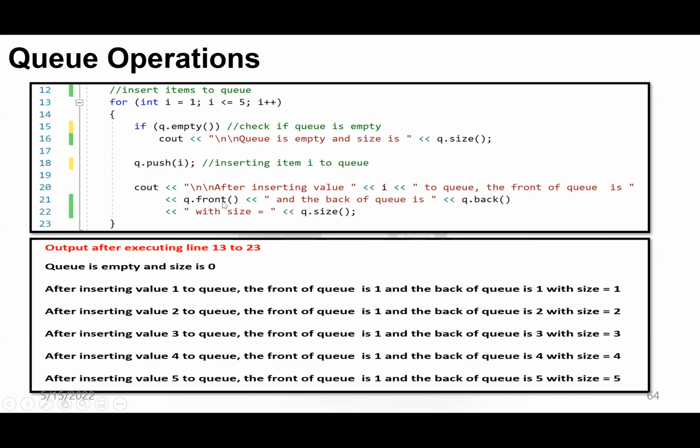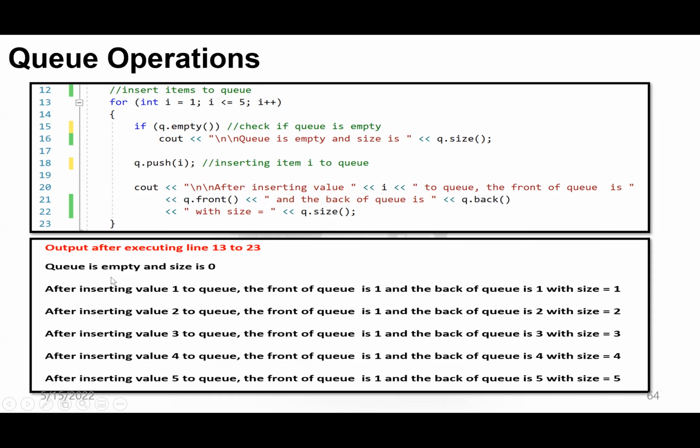If you call the front function, it returns the first node in your queue, the beginning of the queue. And if you call the back function, it returns the last node in your queue, the back of your queue. So here I will print out the value in the front and the back of the queue every time I insert a value into the queue, and also the size of my queue. This is the output after I execute this for loop.